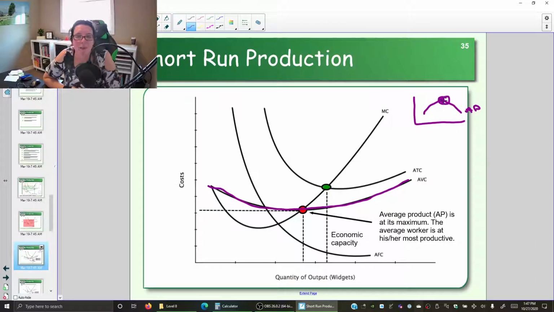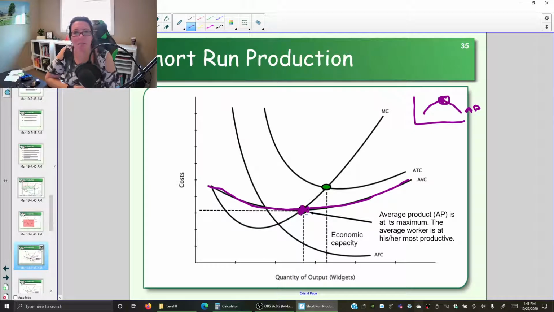Well, when average productivity is at its max, we're getting the most per worker. That's when the average variable cost, so the cost per worker spread across the number of units, is going to be at its lowest. So if the typical worker makes the most amount of units, then the cost of that worker can be spread across those units. So the average variable cost is at its minimum when the average product is at its maximum. This is when the worker is the most productive. But what about the business in total?